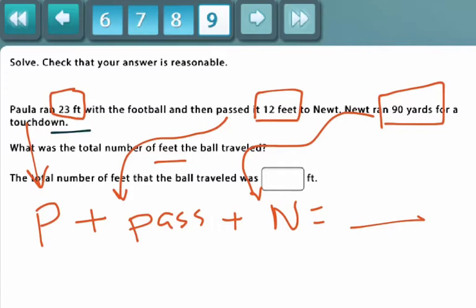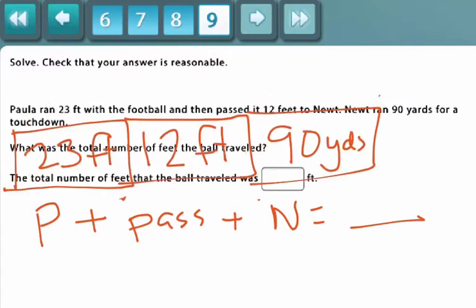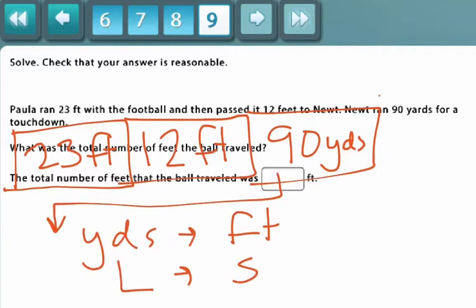Anyways, you have 23 feet, 12 feet, and 90 yards. So she gets the ball, she runs 23 feet, then she passes it 12 feet, and then the person runs 90 yards. The question is, how many total feet did she do altogether? So I need to change these all into feet. You see that this is yards, not feet. So I have 23, 12, and 90 yards. I need to change 90 yards into feet.